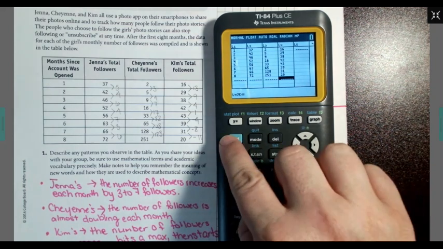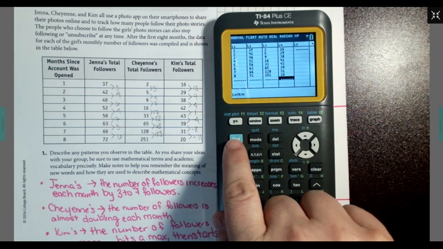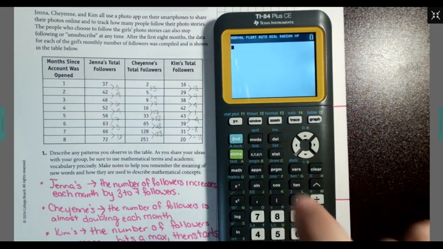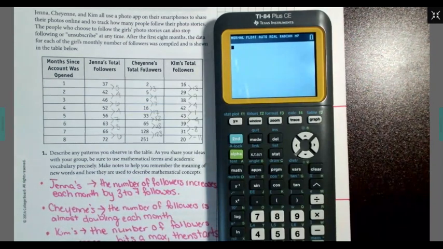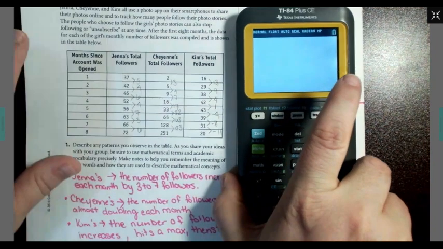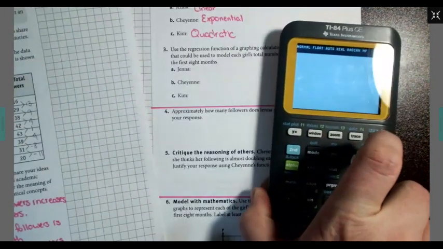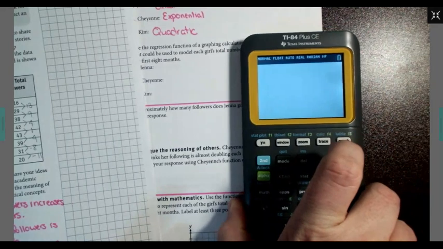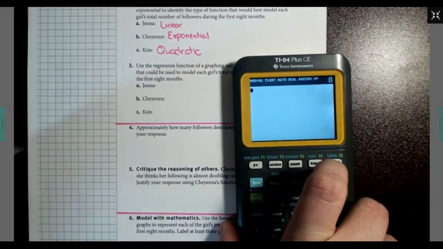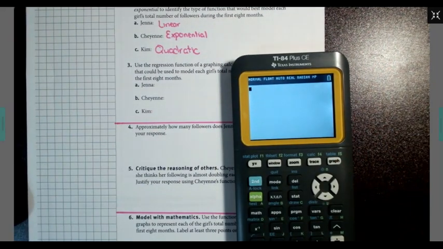I'm going to get back to my main screen by pressing the blue key and then Mode, and that'll get me back to the home screen. It asks us to do the regressions for each of the following. Okay, so we're going to start off with Gina. Gina was a linear function, we said.